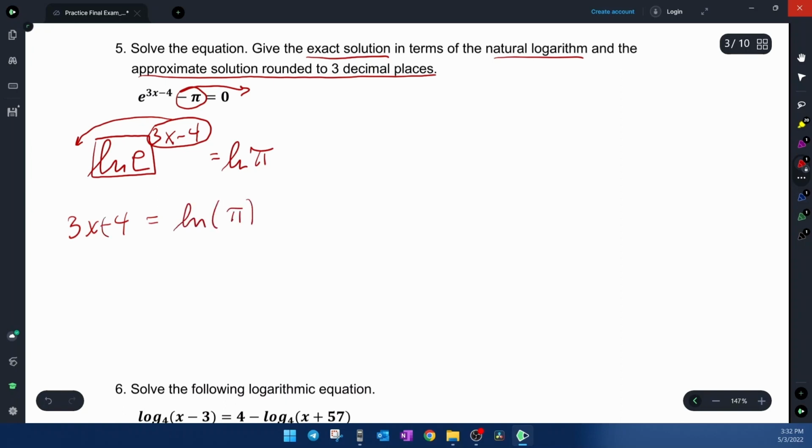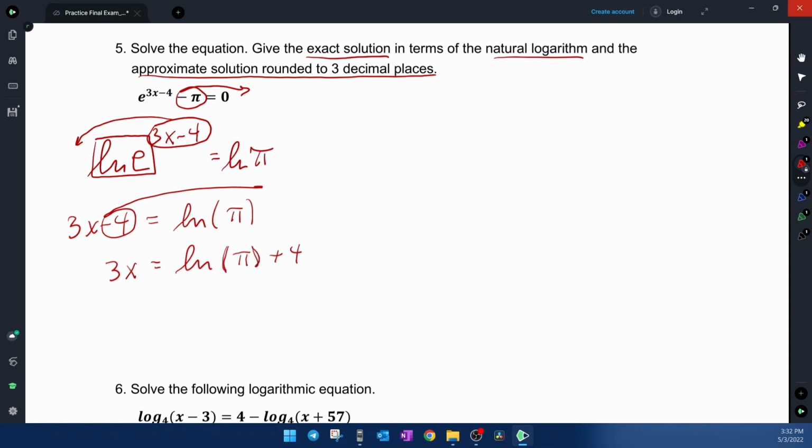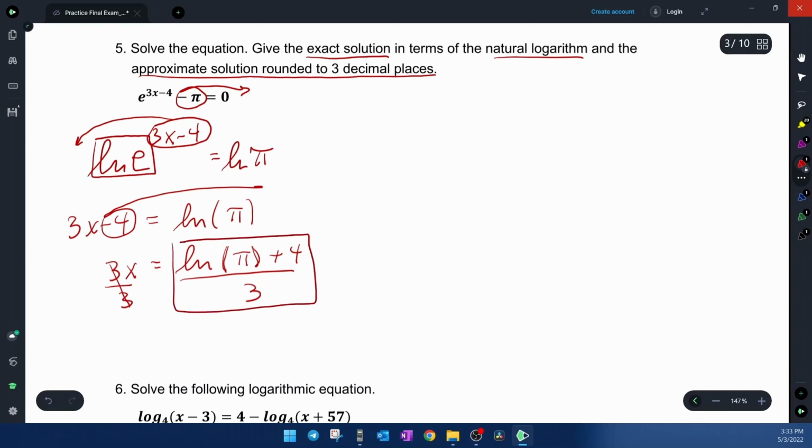And then 2 more steps, and I'm going to have my exact solution. Moving the negative 4 over is going to give me natural log of pi plus 4. Probably want to put the pi in parentheses so that you know the plus 4 is not part of the logarithm. And if we divide both sides by 3, that gets the x by itself. We're going to put a box around this. That is the exact solution.